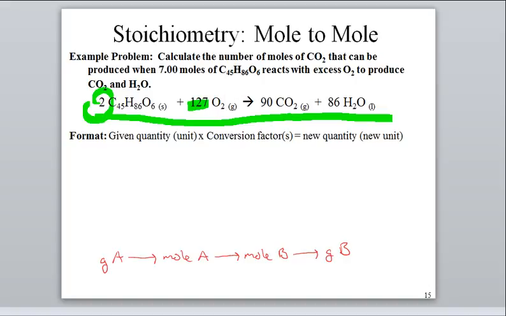And for every 2 of these fat molecules, this is an example of a fat molecule, you produce 90 carbon dioxide molecules. And that sort of makes sense. Well, it should make complete sense. These 45 carbons all become carbon dioxide. If you have 2 of those molecules, you need to produce 90 carbon dioxide molecules.